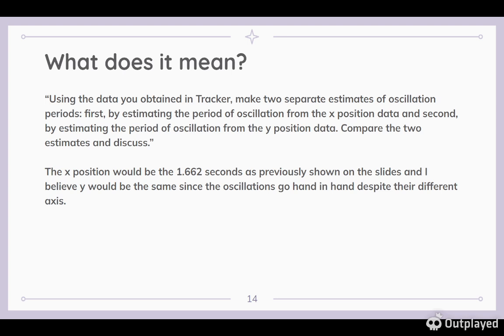So when calculating oscillations, you count the number of oscillations, and there was the same number on both the x and the y, so they would essentially be the same. Despite them being flipped, they're still going to be the same because time cannot be represented negatively.